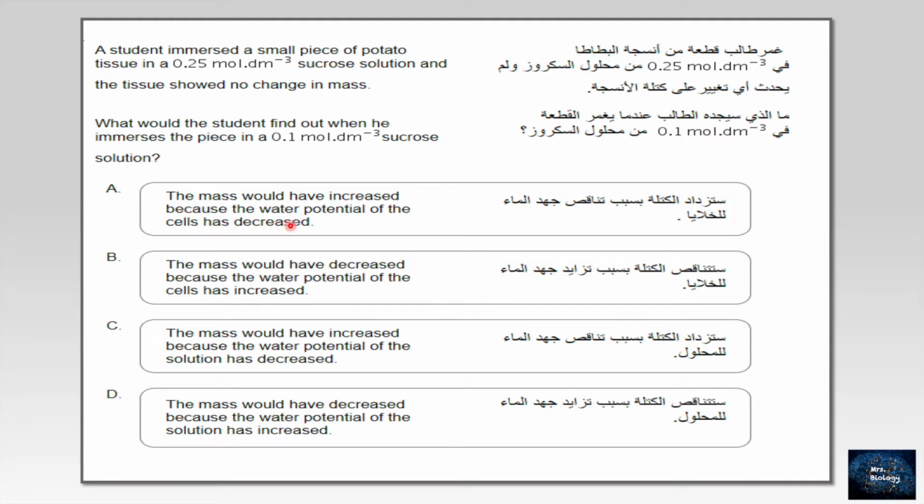First option, the mass would have increased because the water potential of the cells has decreased. 100% right. But let's read the rest. B, the mass would have decreased because the water potential of the cells has increased. Sure, this is wrong. C, the mass would have increased because the water potential of the solution has decreased. We mentioned that we added water here, we decreased the concentration, so this is also wrong. D, the mass would have decreased because the water potential of the solution has increased. Again, this is wrong, the first statement is wrong. So the right answer, as I mentioned, is A.